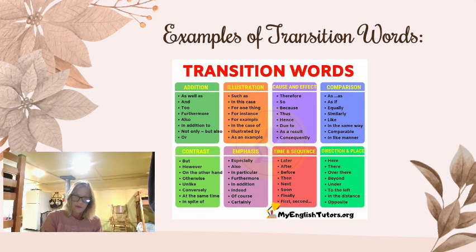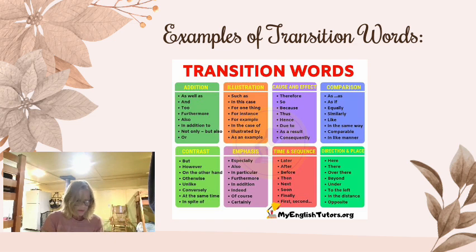Some examples of transition words in regards to their action or relation in a sentence are provided. So if you're going to be talking about an addition to something, in addition, Miller is a good dog because he knows how to sit. An illustration: in this case, Miller is a good dog because he doesn't get fleas. Cause and effect: because Miller doesn't get fleas, he is a good dog. Comparison: bad dogs get fleas, but Miller is a good dog because he doesn't get fleas.